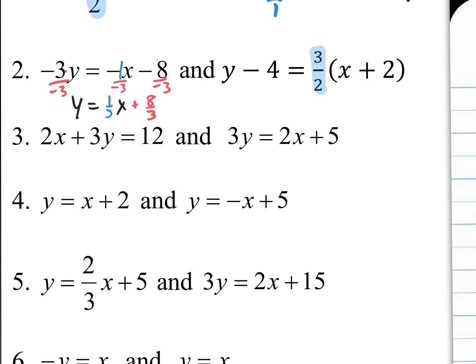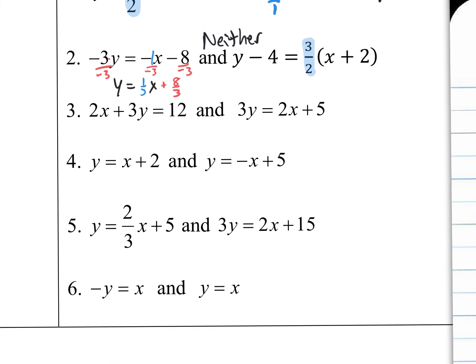So once again, are these parallel? No. In order for them to be parallel, they have to be the same slope. 1/3 is not 1/3, so they're not parallel. Are they perpendicular? No, because in order for them to be perpendicular, one has to be positive, one has to be negative, and it has to be the same fraction but flipped. So this is an example of neither. So number 2, you put neither. It's not parallel. It's not perpendicular. Okay. So you get the idea, right?